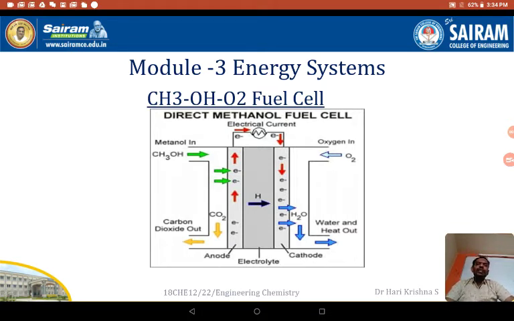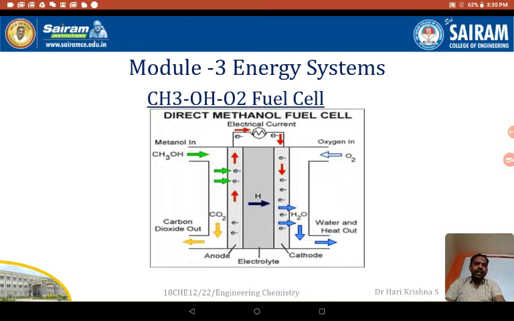device. So in the methanol oxygen fuel cell, methanol is the anodic reactant, oxygen is the cathodic reactant, and both will be fed into the reaction site where redox reactions occur, and energy will be liberated. The electrodes used here are nickel electrodes coated with platinum and palladium respectively. Let us see the construction.